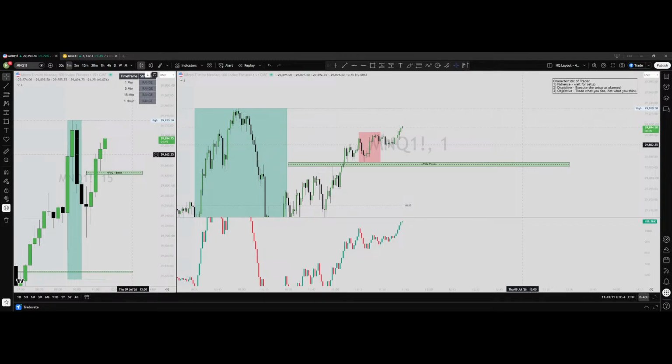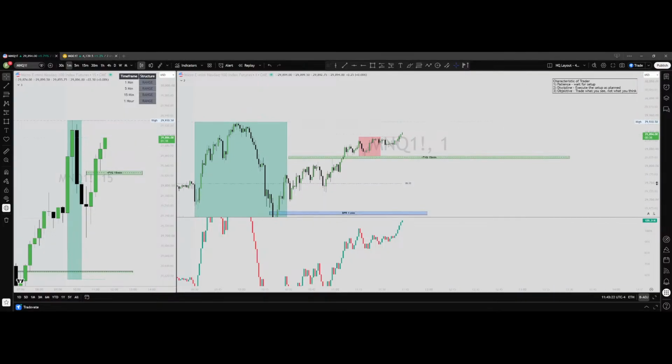Okay, so this is it for me today. I don't want to trade into lunch session when price slows down. We'll be back tomorrow again. If price gives us a good opportunity tomorrow, we'll take trades.